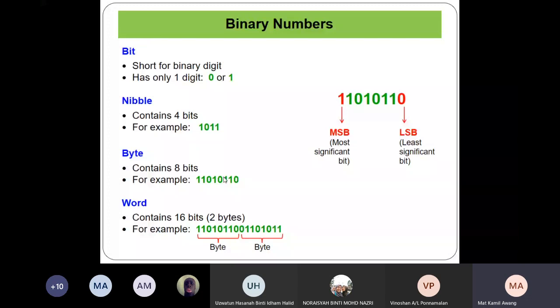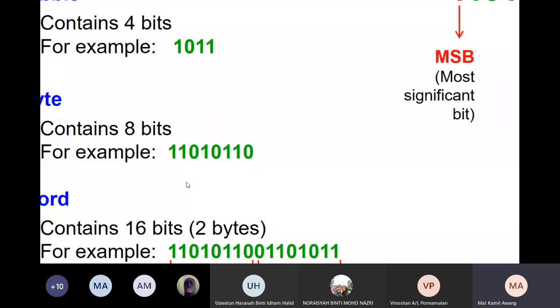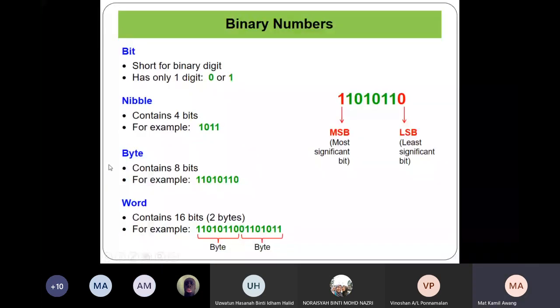And from that number, let's say from this 1 byte, you have the most significant bit, which is the leftmost, and the least significant bit at the rightmost. MSB and LSB. So that is the term that we use. Least significant bit is basically the one you multiply by 2 to the power of 0.